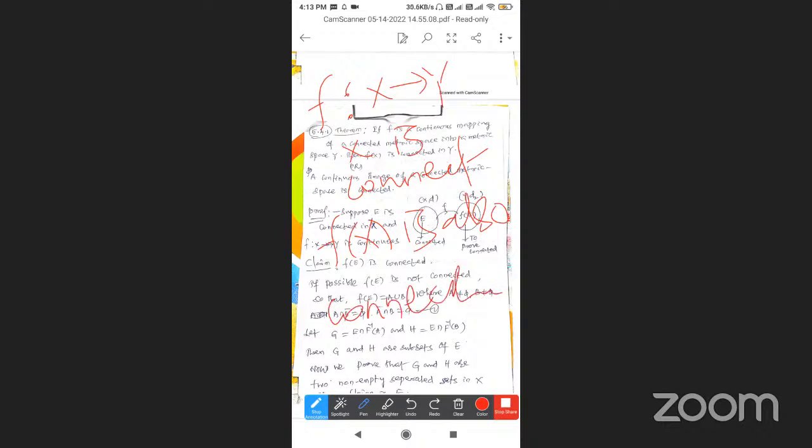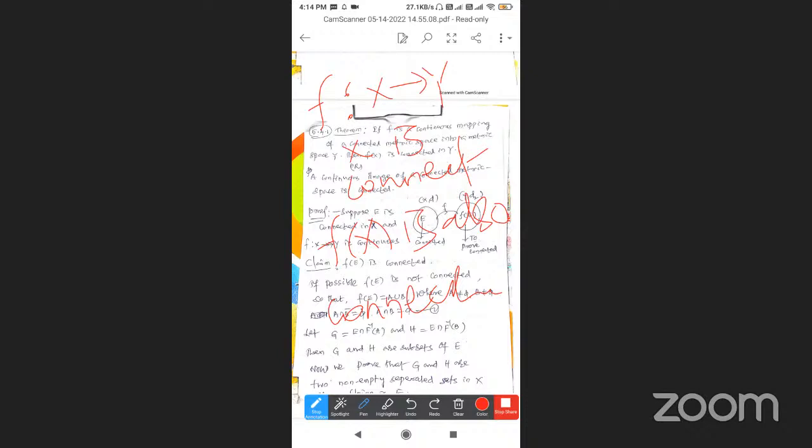What is a connected set? It cannot be written as the union of two disjoint non-empty open sets. What is disconnected? It can be written as the union of two disjoint open sets. That is called not connected. A set that cannot be written as a union of two disjoint open sets is called a connected set.